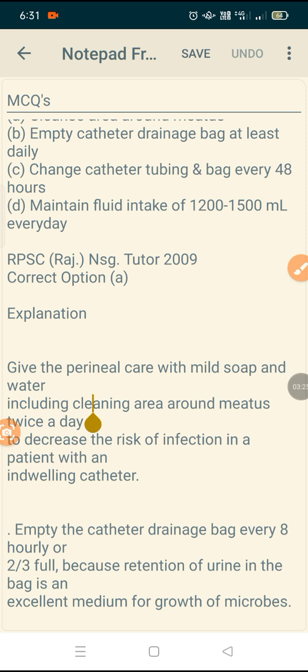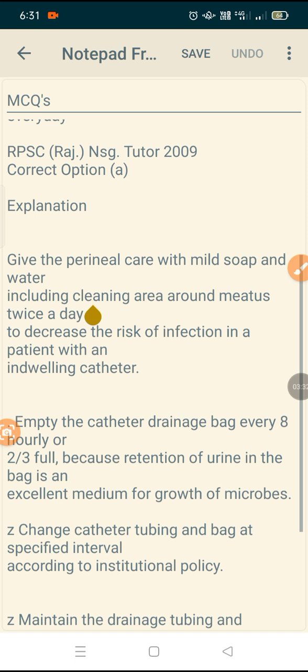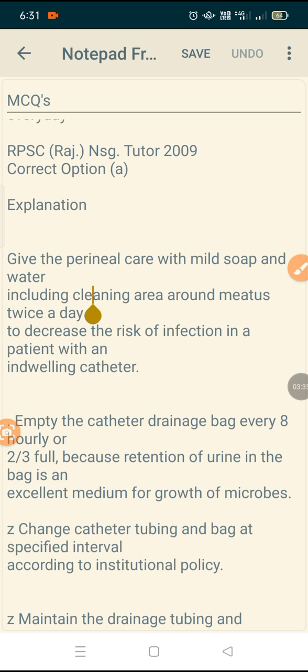In these options, they are giving a nice explanation. Give perineal care with mild soap and water, including cleaning the area around the meatus twice a day. Actually, in hospital settings we provide it only one time, in the morning, while giving the bed bath, to decrease the infection. By cleansing this indwelling catheter area daily, this will decrease the risk of infection in the patient who has the indwelling catheter.